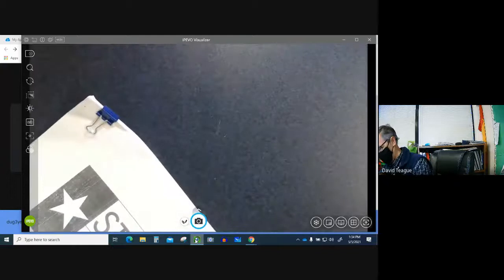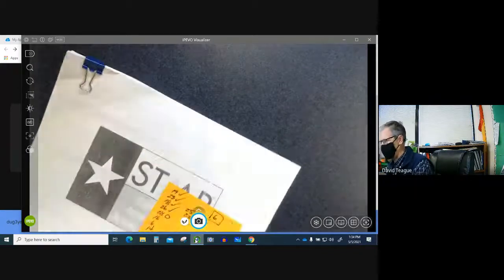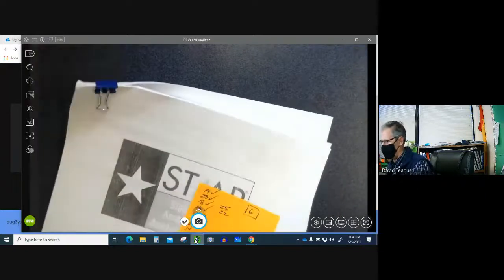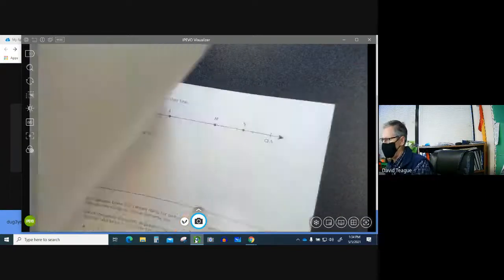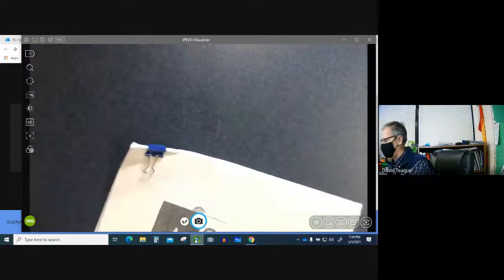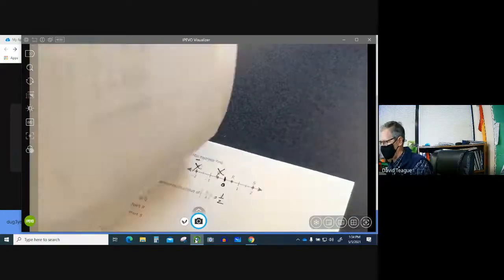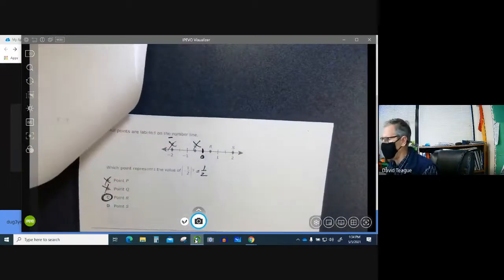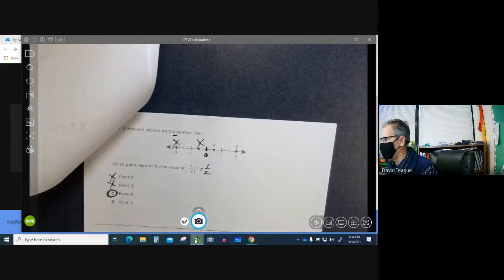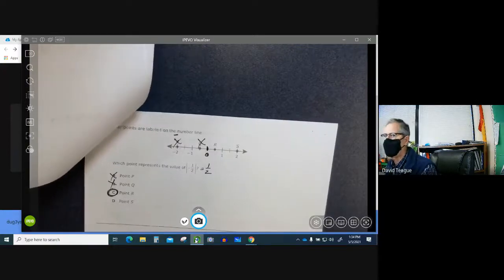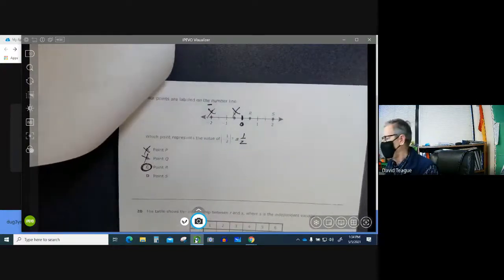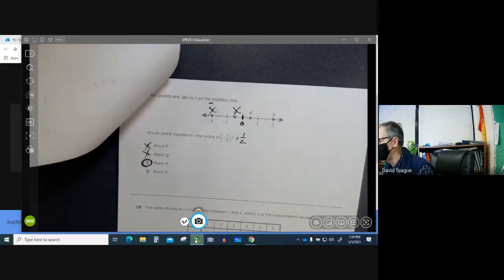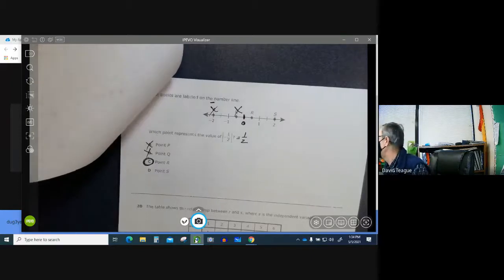Okay. So I'll just go over it real quick, just as a reminder. So where's 19? What page is 19 on? Page 18 on page 19, right? It says there are 4 points. Which point represents the value of the absolute value of -1/2, right? And the absolute value of -1/2 is a positive 1/2. So then you just look at your number line, you find the appropriate point, right?